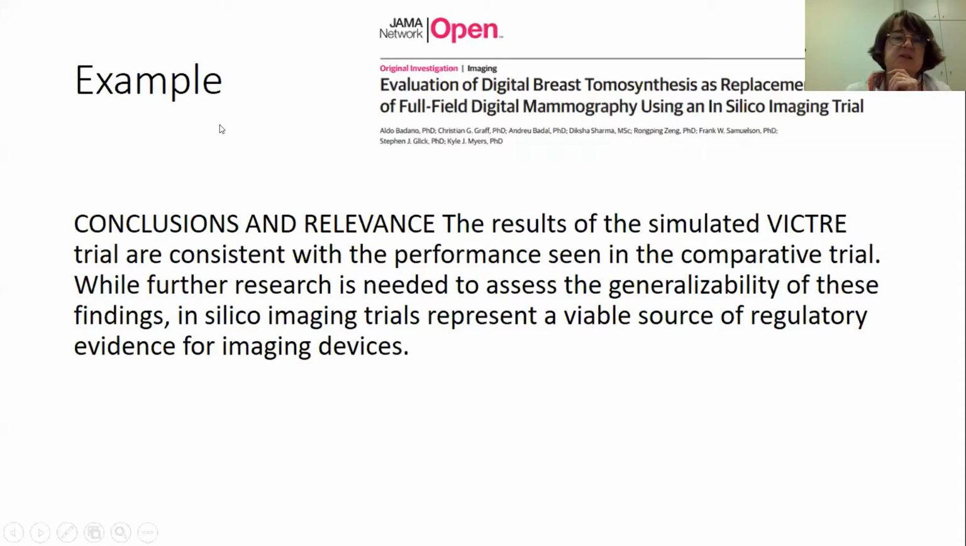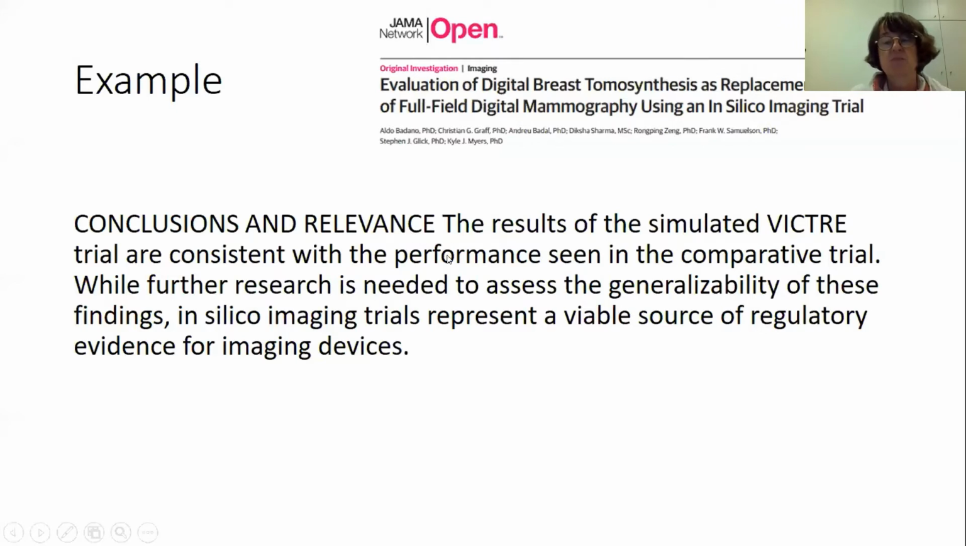There is a very good example of this approach published in the JAMA paper, and the title of the study was Evaluation of Digital Breast Tomosynthesis as Replacement of Full-Field Digital Mammography Using an In Silico Imaging Trial. First author, Aldo Badano of the FDA. What they had done in their study is there was a clinical trial comparing tomosynthesis to full-field digital mammography, and they have done the simulated alternative of this, and the conclusions and the relevance is interesting.